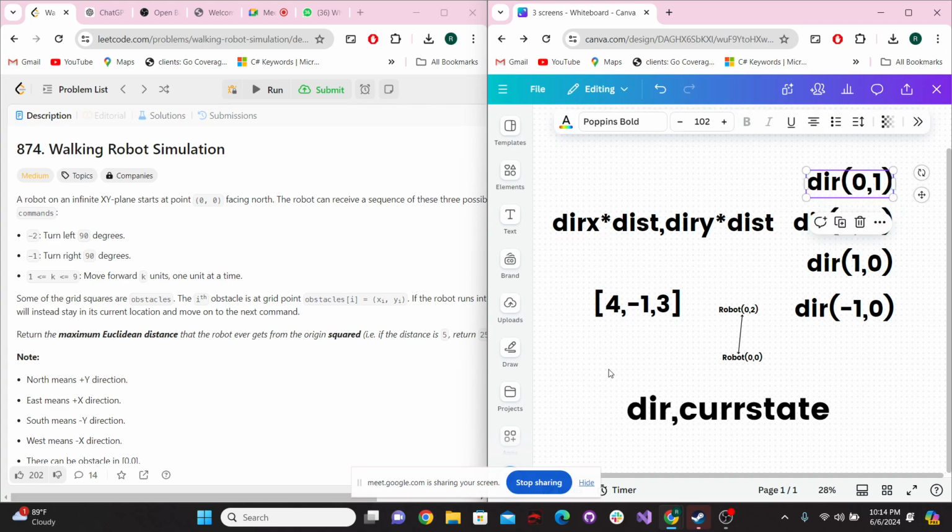What happens when you turn 90 degrees from north? So it's going right now, right? From 0 1, the y axis, it becomes 1 0, then it becomes 0 -1, then -1 0. So you can form how it's going to be: if dir is 0 1 and it encounters this turn, then it becomes dir 1 0, if this then this, right?